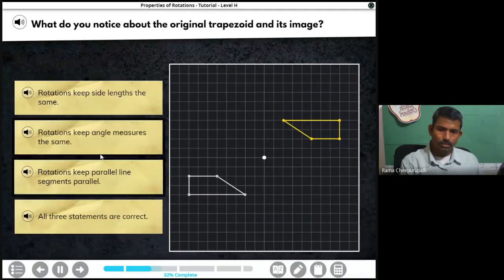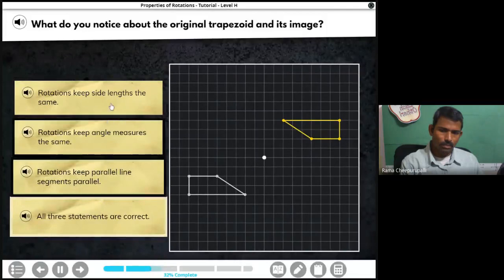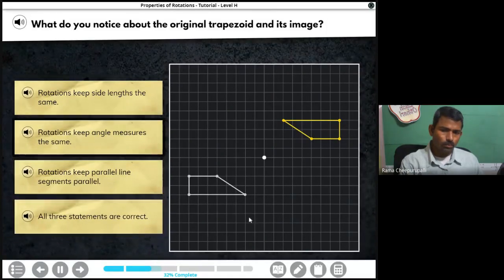I want you guys to read options A, B, C, D, and decide which one you think is correct about rotations. Read it carefully and answer in the chat box.